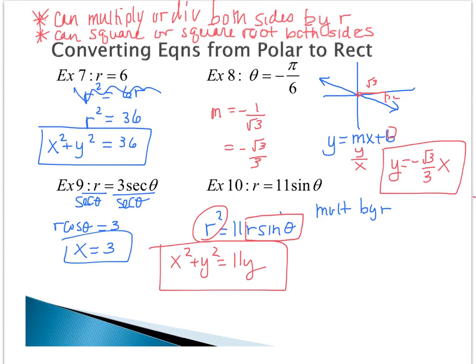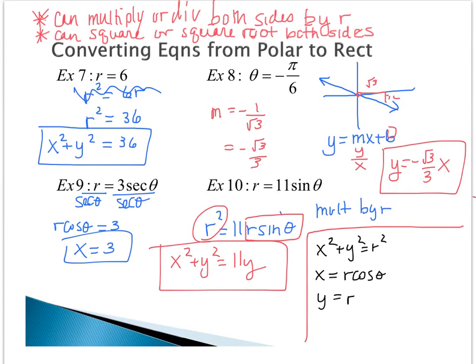As you are going through all of these concepts and skills, you want to keep on remembering those formulas that we started out with in the very beginning. x squared plus y squared equals r squared. x equals r cosine theta. y equals r sine theta. And that theta is equal to tangent inverse of y over x.